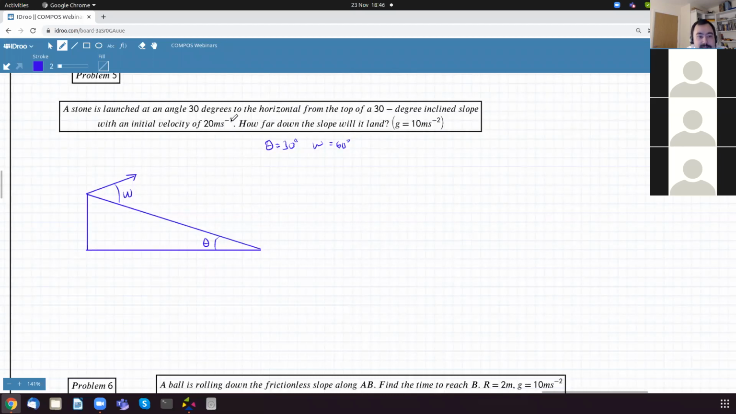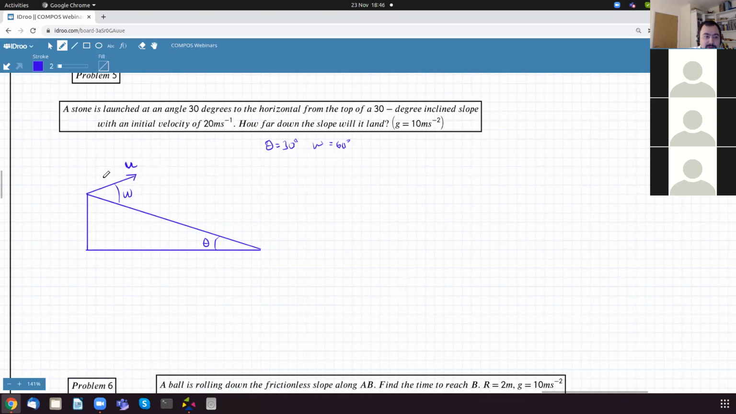A stone is launched at an angle of 30 degrees from the top of a 30-degree inclined slope with an initial velocity of 20. But I'm going to make it u. I'm showing you the physicist approach to doing stuff, like the kind of approach you would be expected to use at a top university.